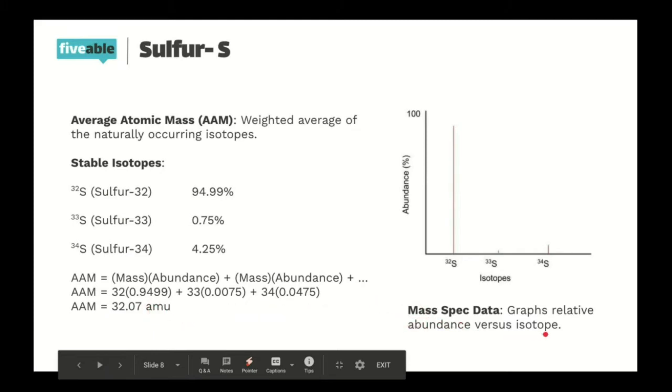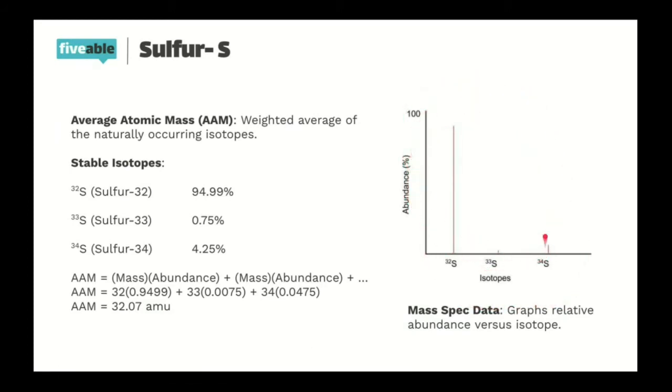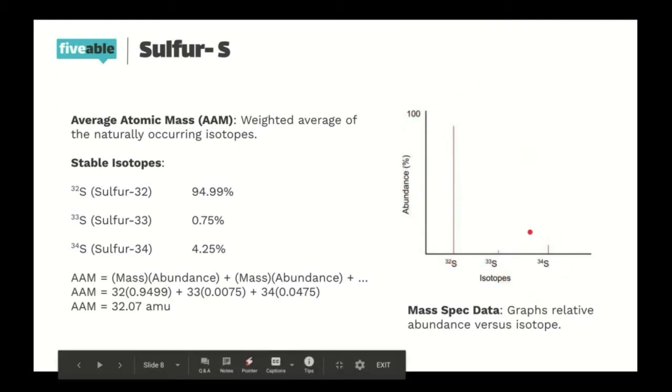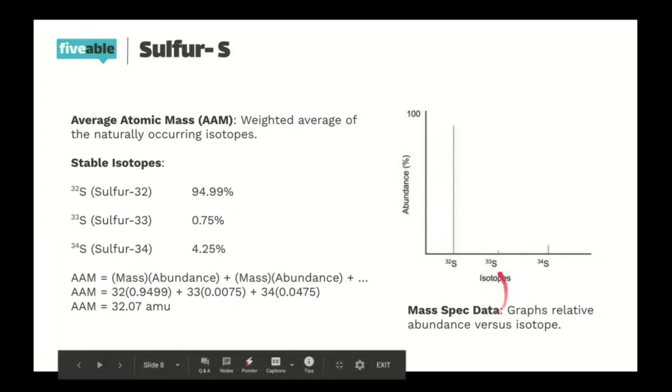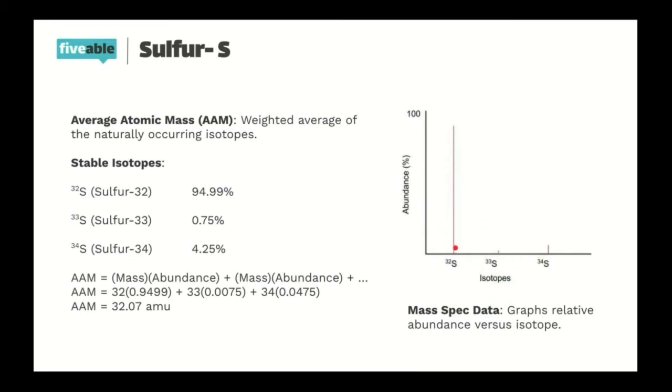You can actually represent the mass spec data using one of these graphs, and this is our first really important graph to recognize. These are almost always going to be bar graphs where the abundance is represented on the y-axis and the isotope or mass number is represented on the x-axis.